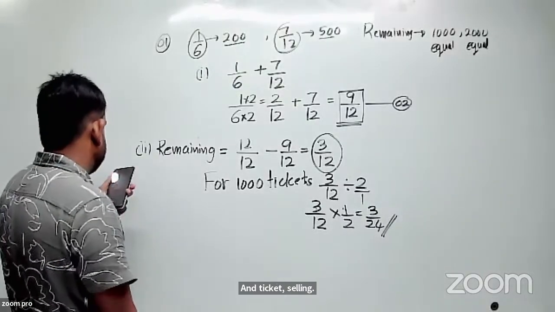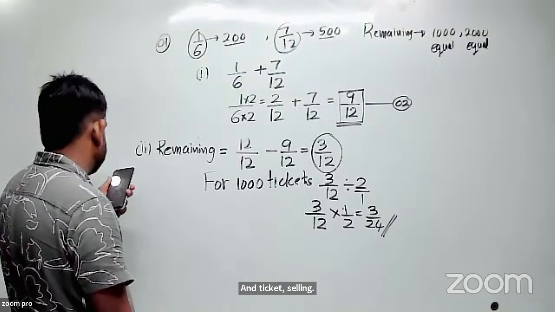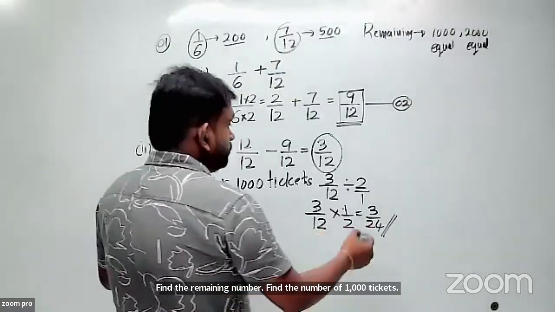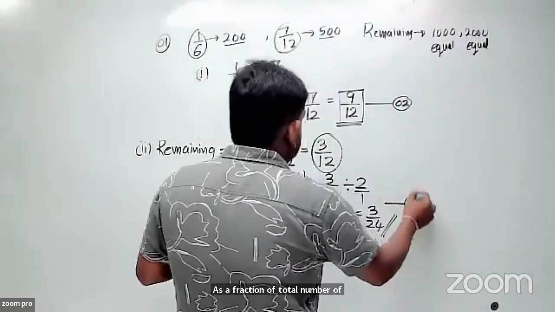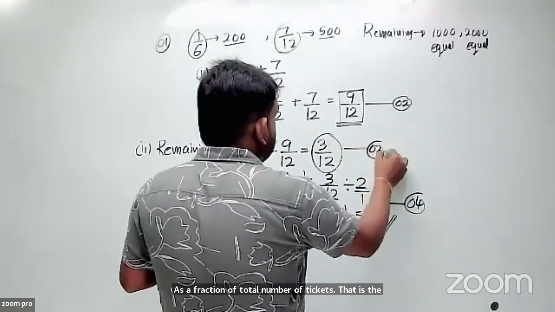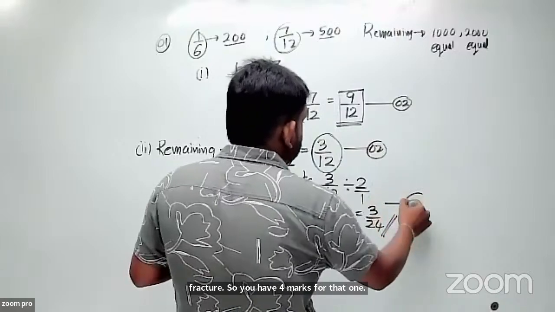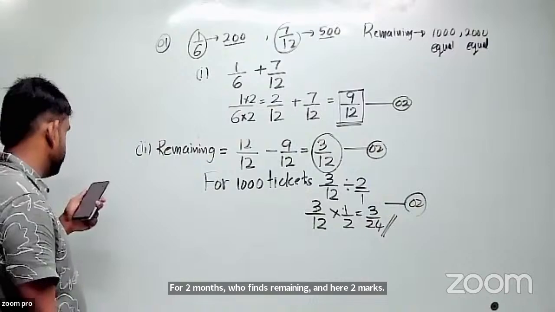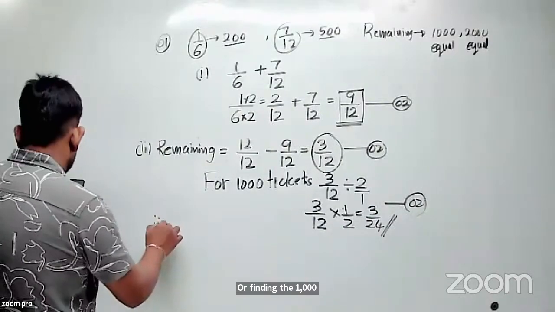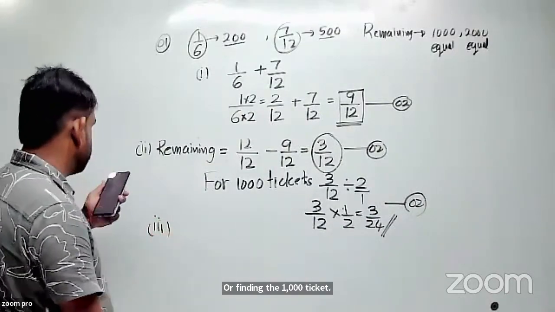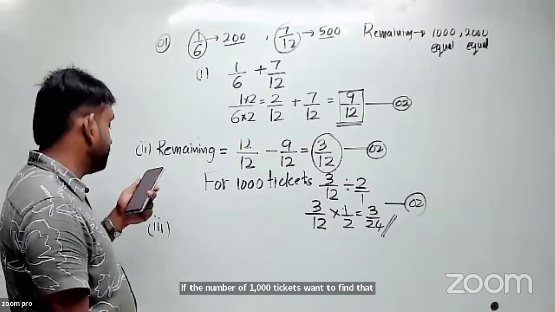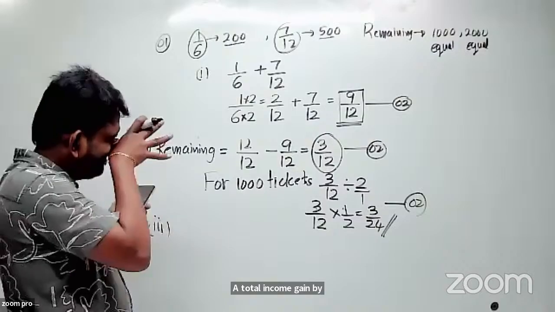Find the remaining, and find the number of 1,000 tickets as a fraction of the total number of tickets. That is the fraction. You have 4 marks for that one: 2 marks for finding the remaining, and 2 marks for finding the 1,000 ticket fraction. Then part 3: if the number of 1,000 tickets is 120, find the total income gained by 500 tickets.